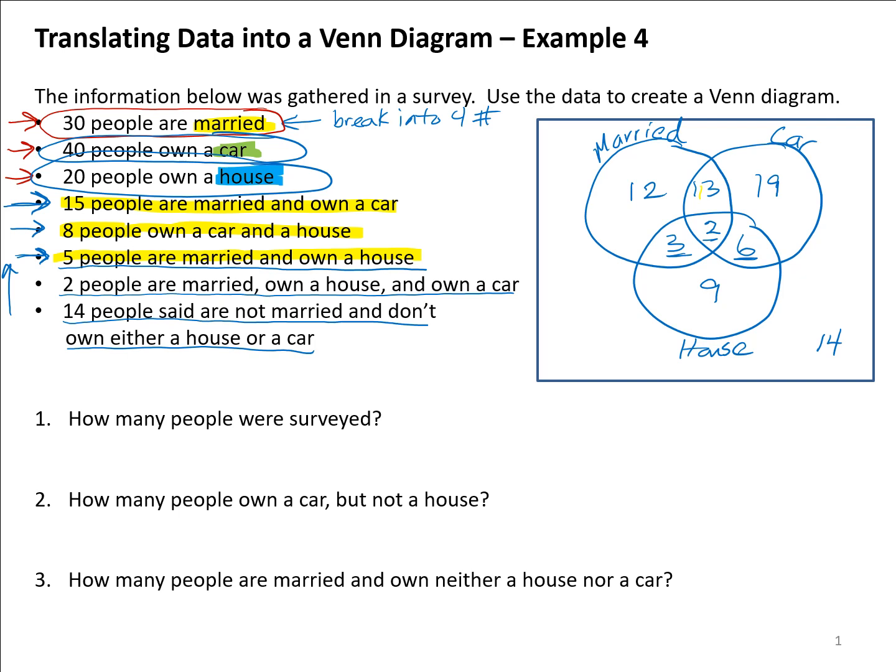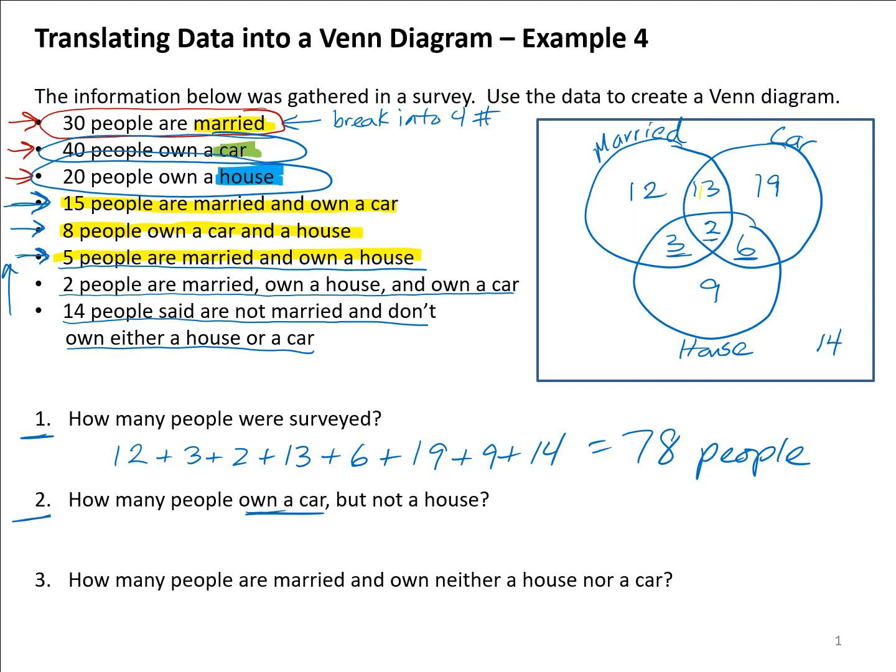Which leads us into the next question. How many people were surveyed? Just add up the entire circle. 12 plus 3 plus 2 plus 13. You can add them up in any order you want. 6 plus 19 plus 9 plus 14. Adding them up in any order you want, we can actually get our total of 78. 78 people were involved in this survey and asked whether they were married, owned a car, or owned a house. Question 2, how many people own a car but not a house?